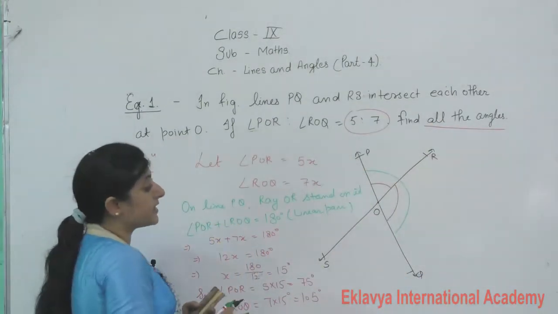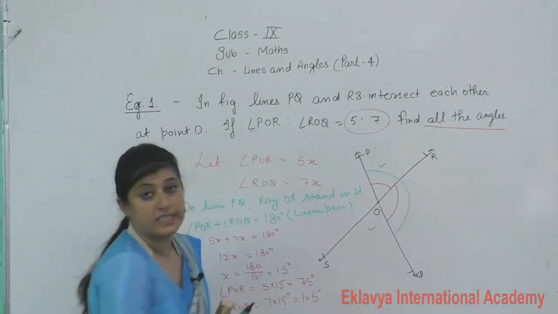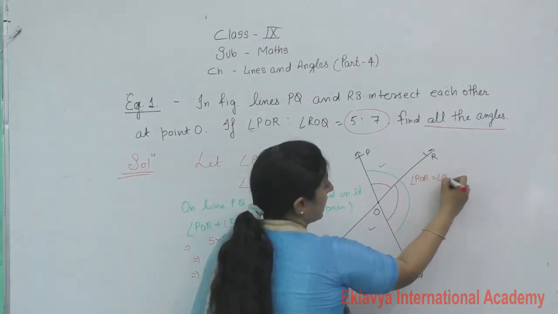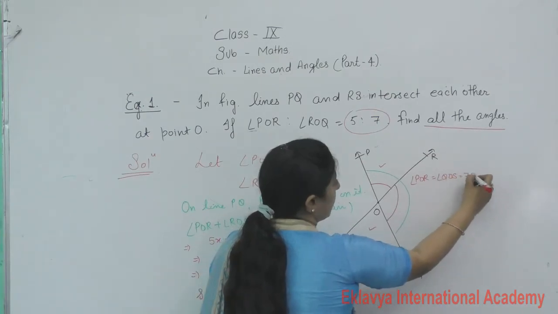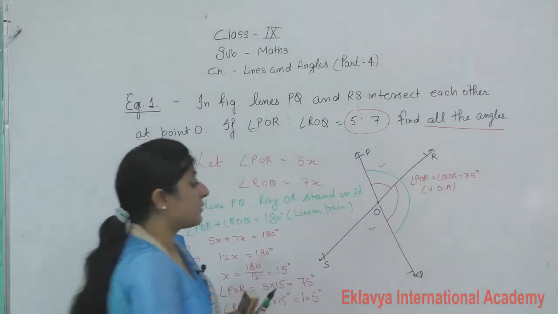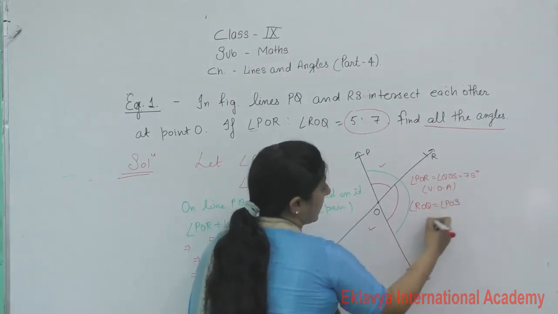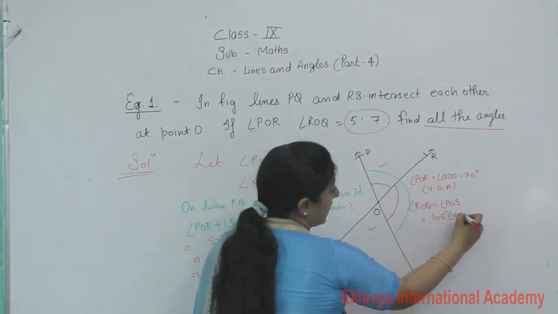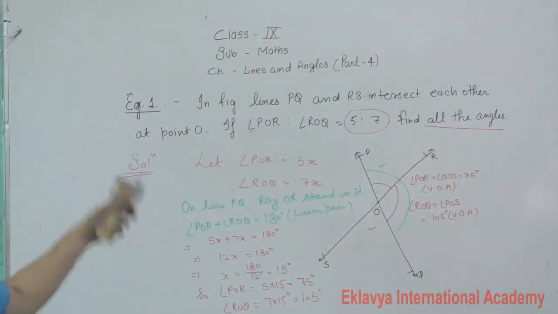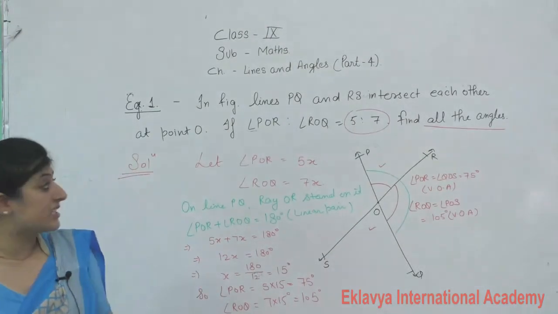All the angles, it means if you see the relation, what is the relation between POR and QOS? These are vertically opposite angles. So we write POR is equal to angle QOS is equal to 75 degree. Reason, vertically opposite angles. Similarly, what is the relation between ROQ and POS? That is also vertically opposite angles. In this way we will solve questions based on the concept of the linear pair axiom.